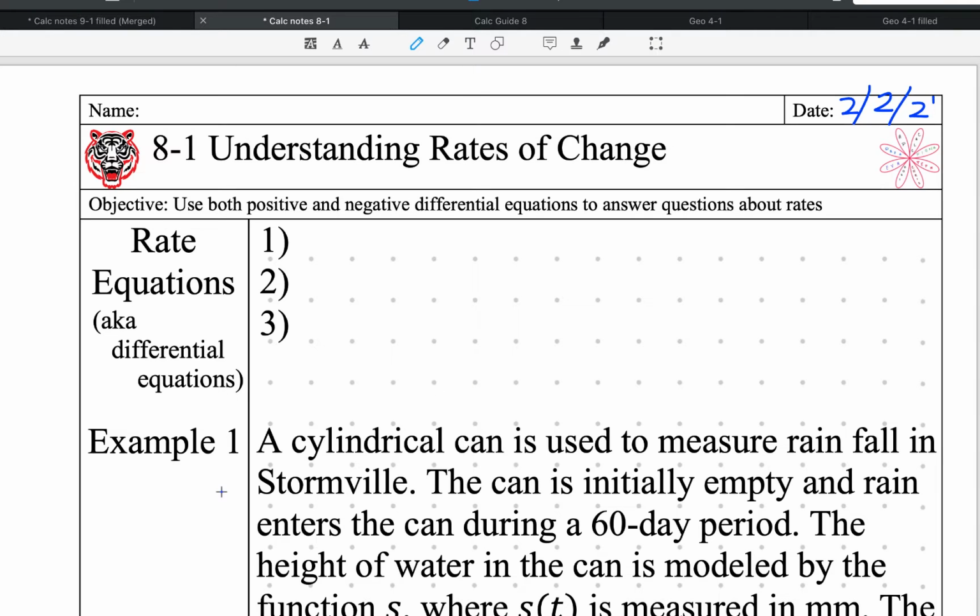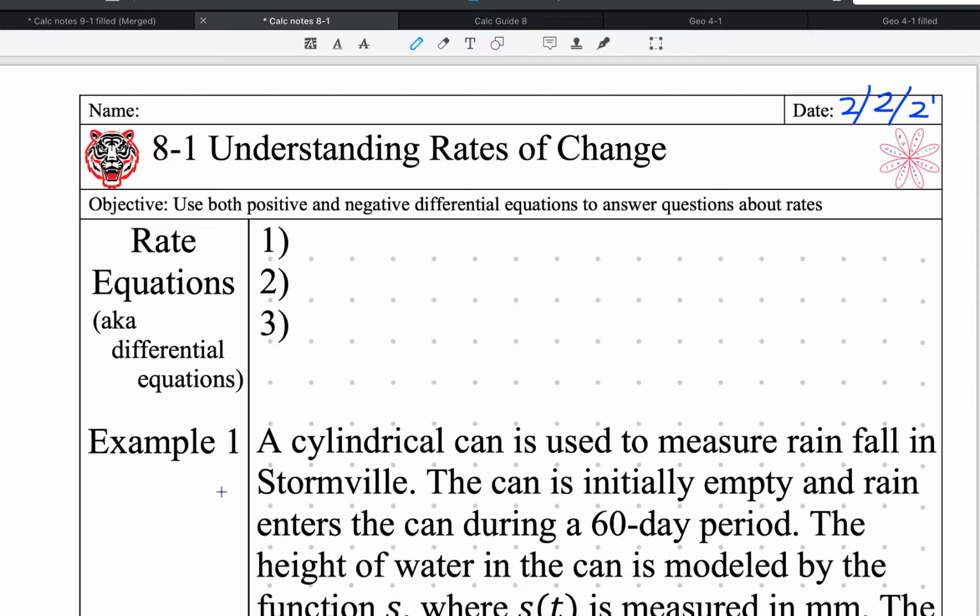Our objective today: use both positive and negative differentials to equate and to answer questions about rate. Yeah, we pronounce it differential. I know it has an I-A-L, which sounds weird, but you just say differential as if there's no I.